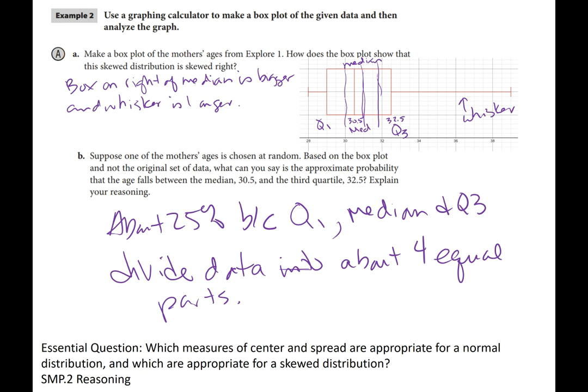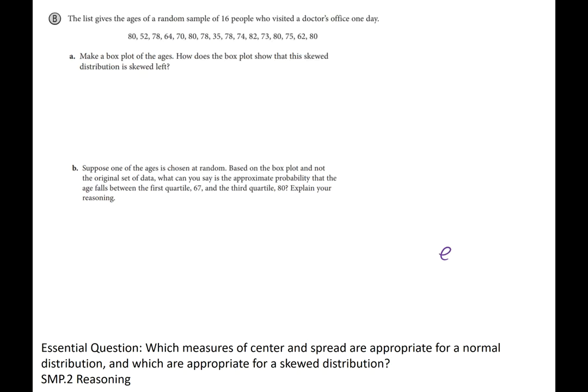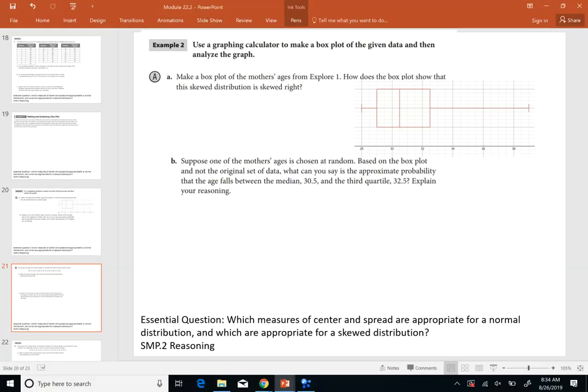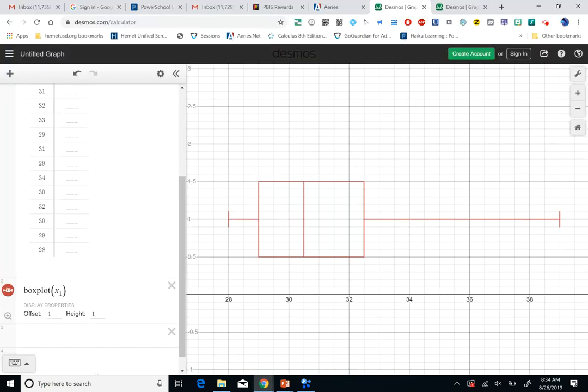Okay, we're going to try it again with another box plot. We're going to see a very similar question. So it says this one we're supposed to make a box plot of the data. How does the box plot show that this is a skewed distribution to the left? So we got to get rid of our old box plot and get our new one, right? So everybody go into Desmos.